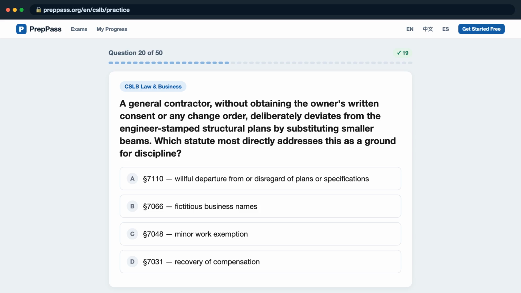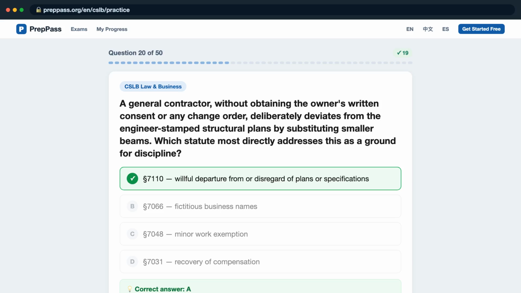Is it A, Section 7110, willful departure from or disregard of plans or specifications? B, Section 7066, fictitious business names? C, Section 7048, minor work exemption? D, Section 7031, recovery of compensation? The correct answer is A.